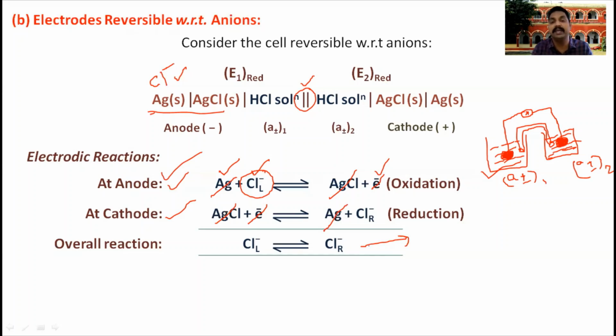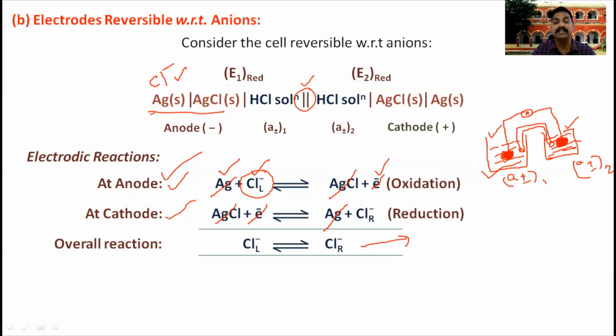If we see the overall picture, it will look like chloride ions are moving from the left hand side to the right hand side. This is because of the change in concentration at the electrode and electrolyte interface. If you see on the left hand side, chloride ion is reacting with silver, so the concentration of chloride ion is decreasing on the left hand side. Coming to the right hand side, more and more silver chloride is being reduced to silver and thus produces chloride ions on the right hand side. Thus on the right hand side chloride ion concentration is increasing and on the left hand side chloride ion concentration is decreasing.